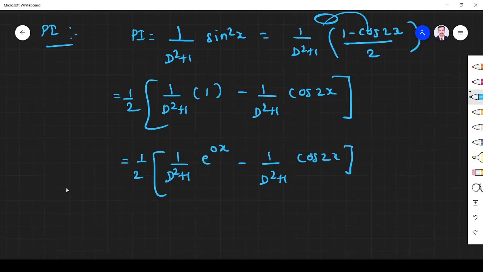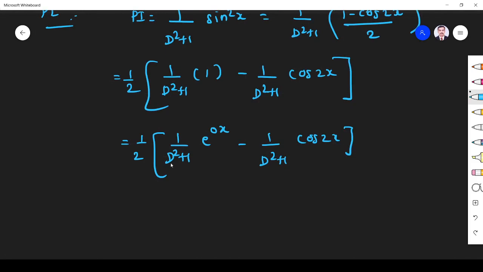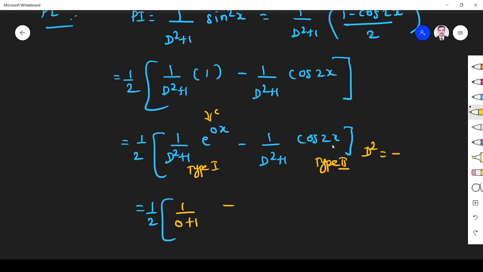Right, in type 1 what do we do? We replace D by a. Here a is 0, so this is 1 by 0 plus 1. This is type 1 format, and this is type 2 format. For the second term, we replace D squared by minus a squared. a is 2, so a squared is 4, so minus 4. So it is 1 by minus 4 plus 1 cos 2x.